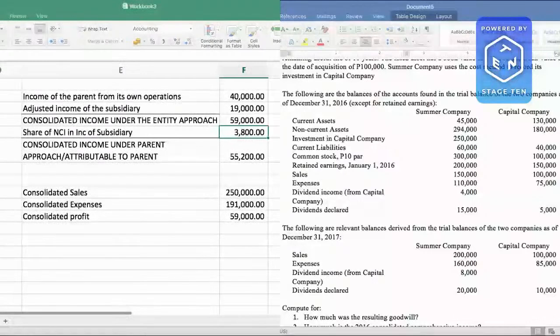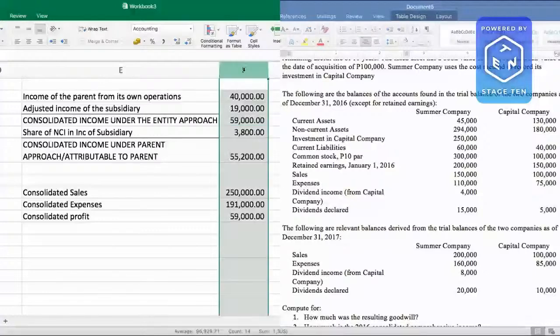So for 2017, income of the parent from its own operations. Check the problem. This is the information for 2017. So in 2017, sales is 200, class, and expenses is 160. Ignore the 8,000 because we just need the income from its own operations. So 200 minus 160, the income of the parent from its own operations is 40,000.